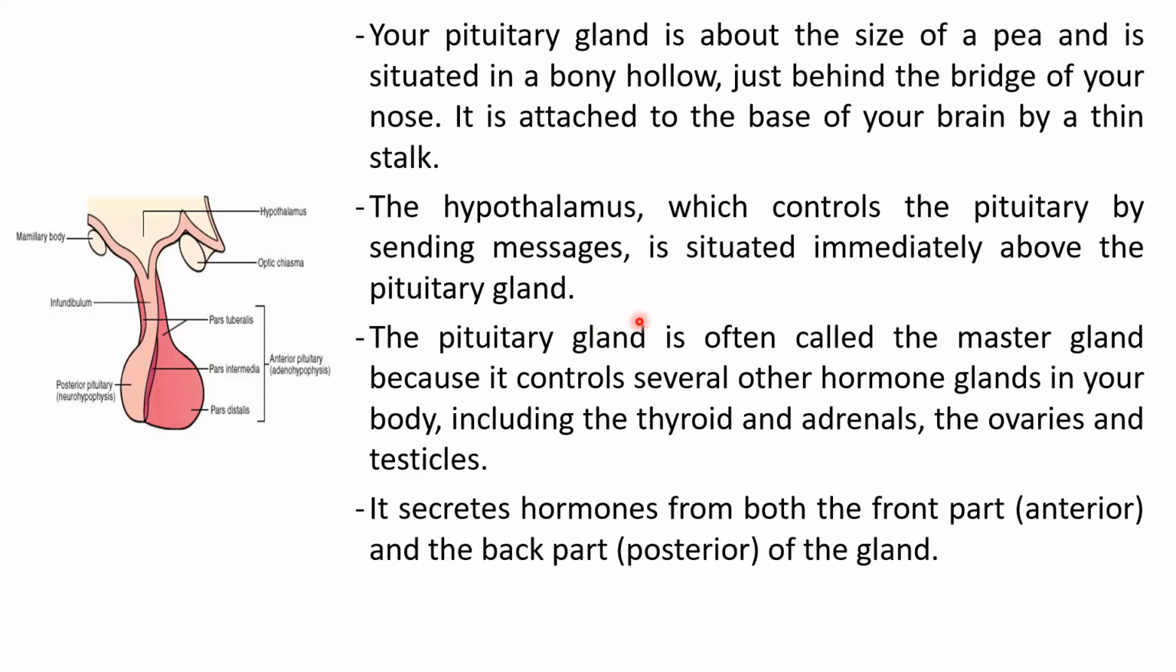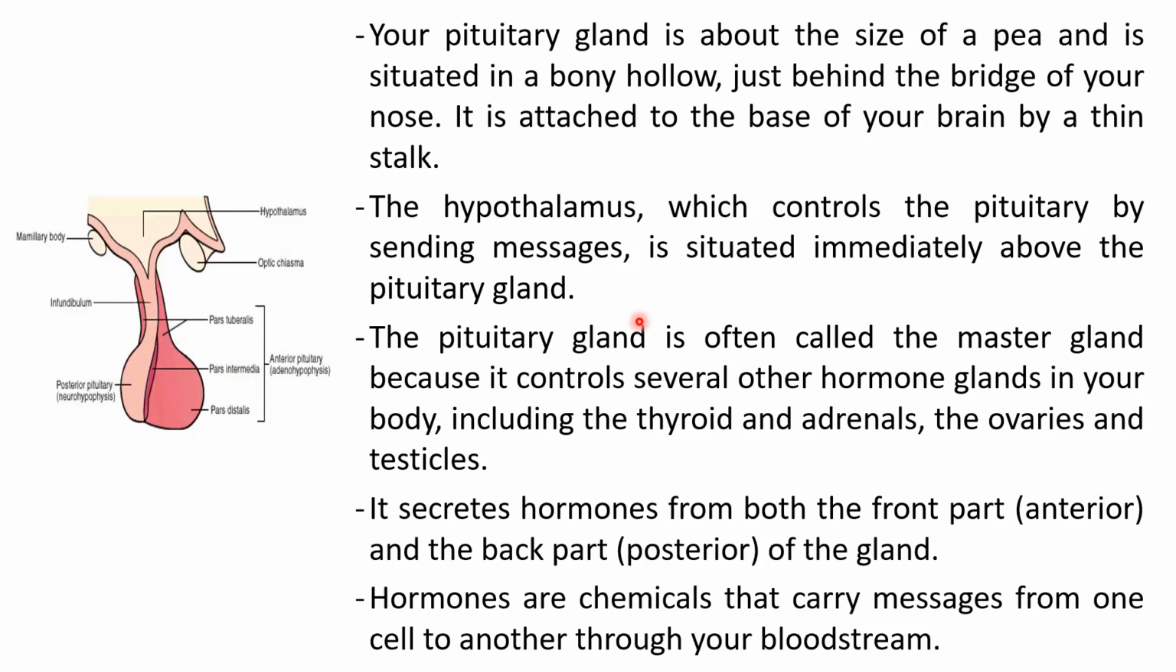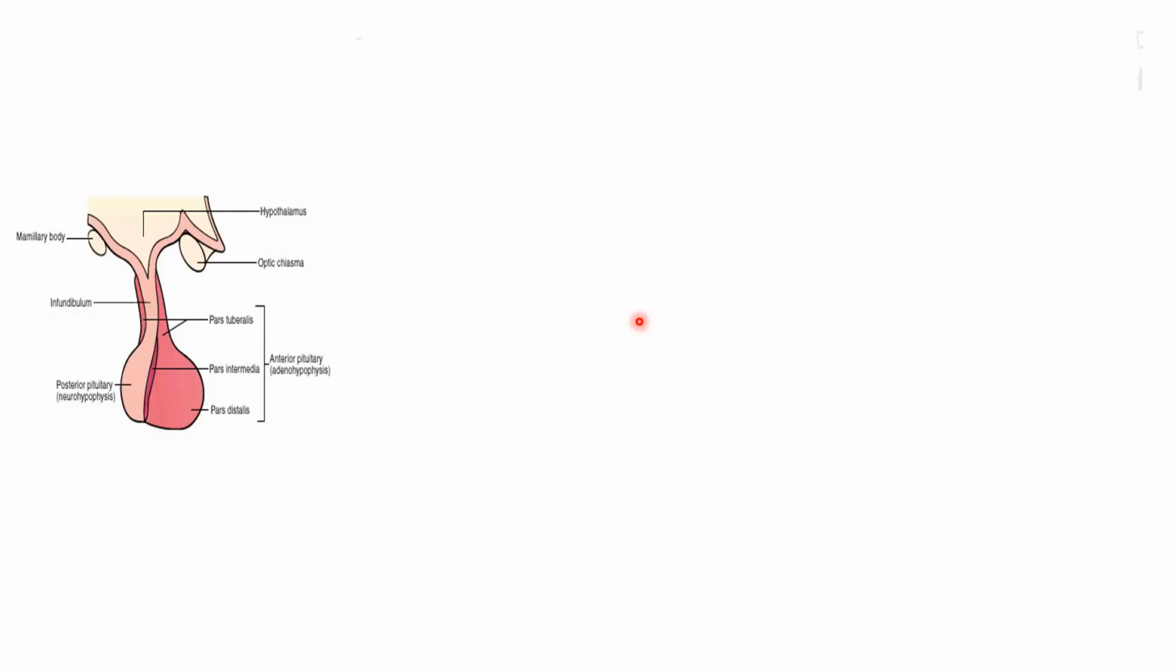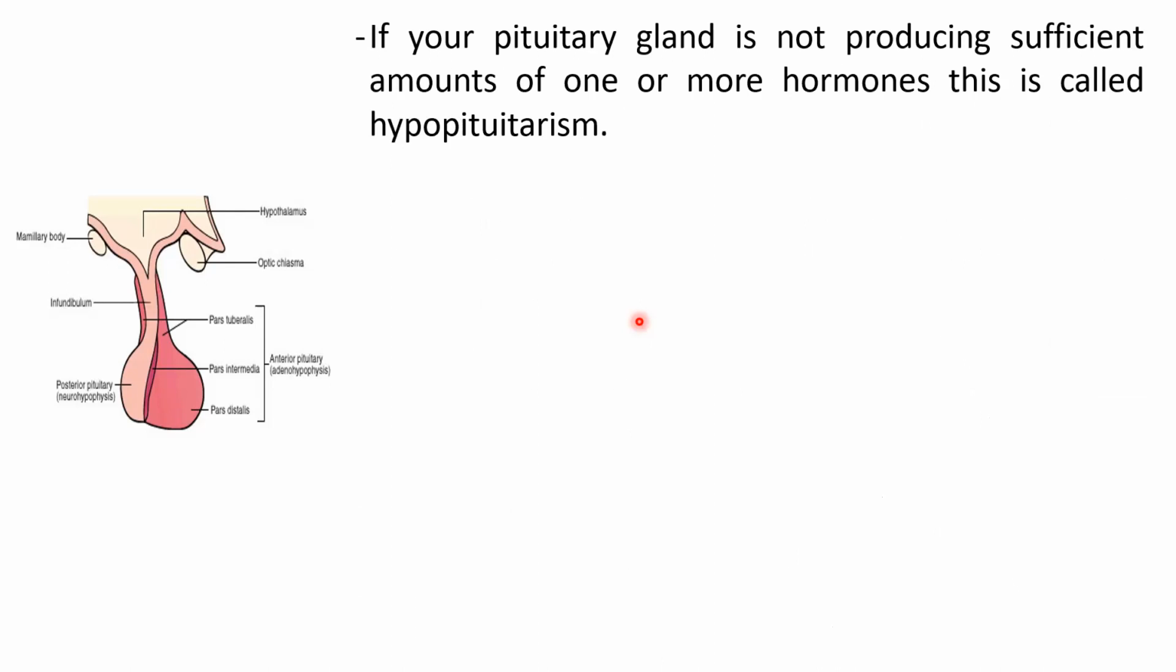Then it secretes hormones from both the front part, that is anterior, and the back part, that is posterior, of the pituitary gland. So both the anterior and posterior regions are responsible for the secretion of hormones. These hormones are chemicals that carry messages from one cell to another through your bloodstream. Through the bloodstream, these hormones pass towards their target cells, carrying the messages to those particular sites.